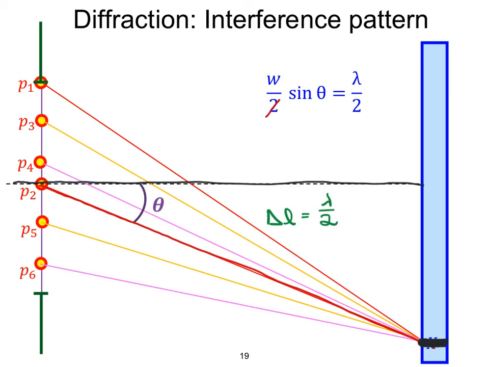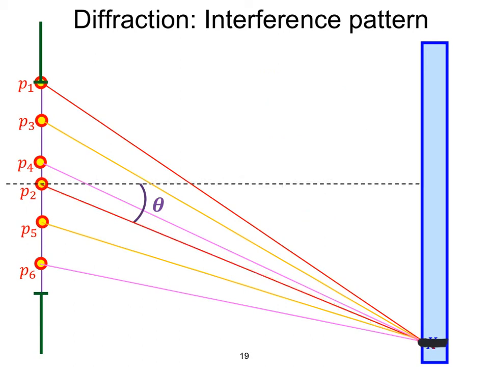Notice how the 1/2 cancels on each side of the equation, giving W sine theta equals lambda. Notice that this same angle theta could just as well be measured from the center line going in the other direction. So there will be another dark fringe on the other side of the screen corresponding to the same angle theta.